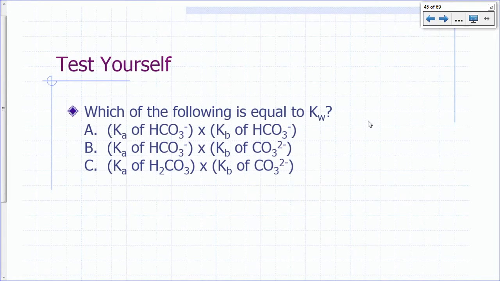Which of the following is equal to Kw? What's another way of asking this question? This is all Ka times Kb, right? But the answer is not all of the above, obviously, because I did not give all of the above as a choice. So what's another way of asking this question? Which of these is an acid-base conjugate pair? A conjugate acid-base pair.